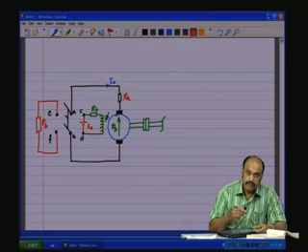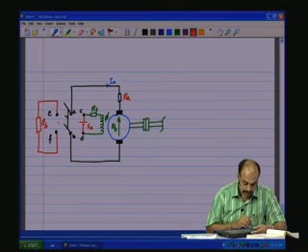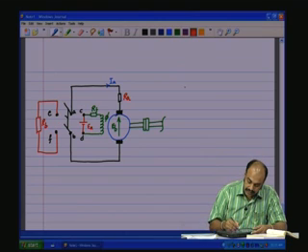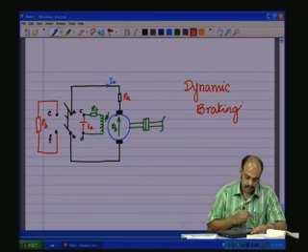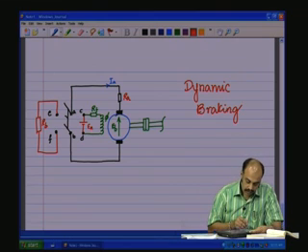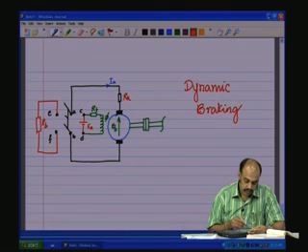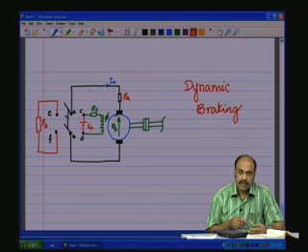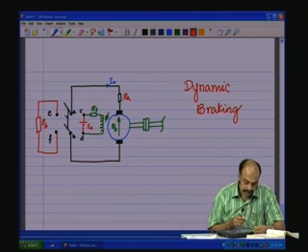This will bring down the speed pretty quickly, just like in a mechanical brake. Now, this kind of braking is called dynamic braking. The value of RB here is chosen equal probably to the rated current, or sometimes even to twice the rated current, depending upon how quick you want to have the braking effect.